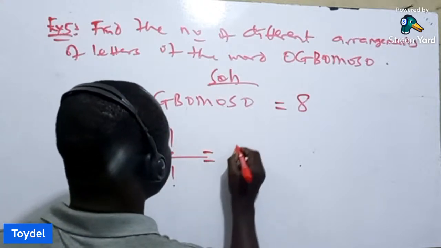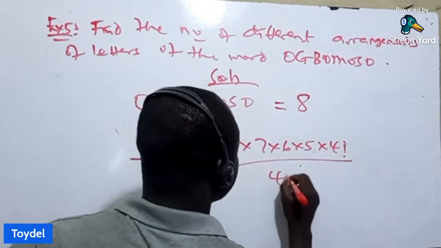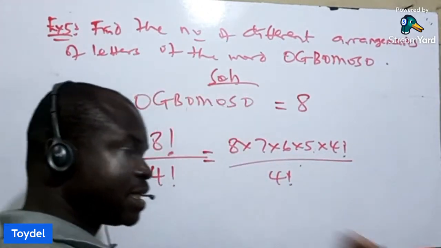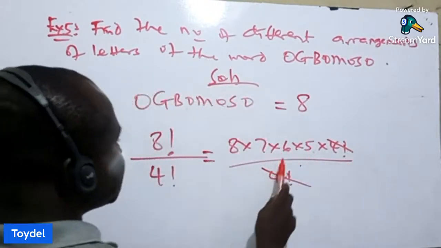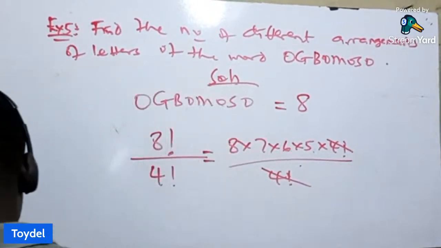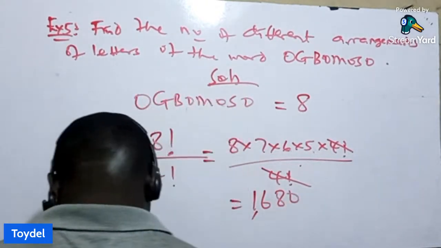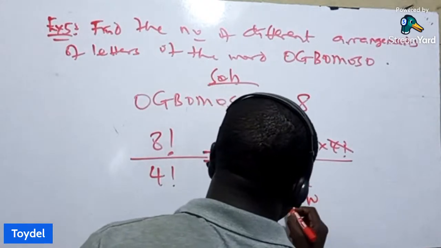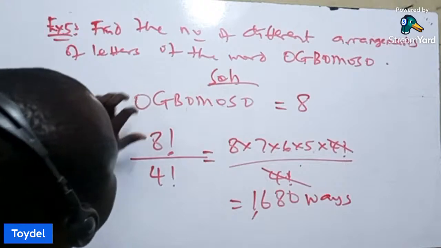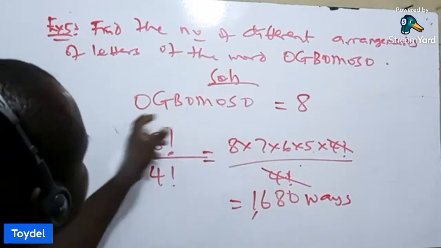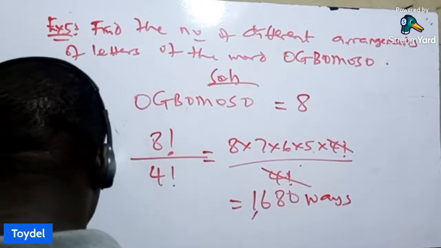Then if you reduce this, we are going to have 8 times 7 times 6 times 5 times 4 factorial all over 4 factorial. Of course, 4 factorial simply means 4 times 3 times 2 times 1. This will take care of this. Then 5 times 6 is 30. 30 times 7, that's 210. Then 210 times 8, that's going to give us 1680. So there are 1680 ways of arranging the letters of the word, because we cannot differentiate between the repeated letters.